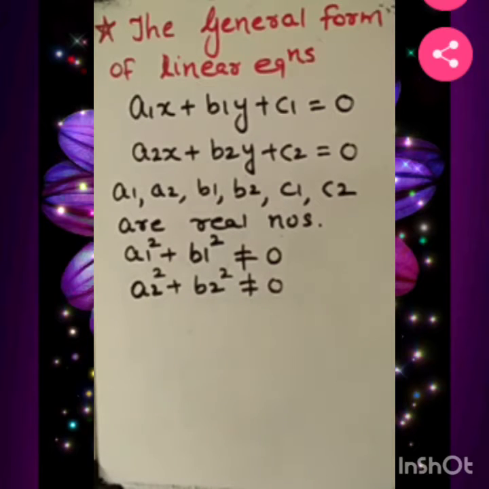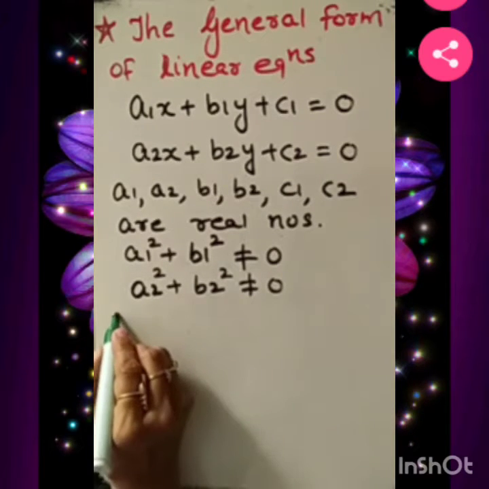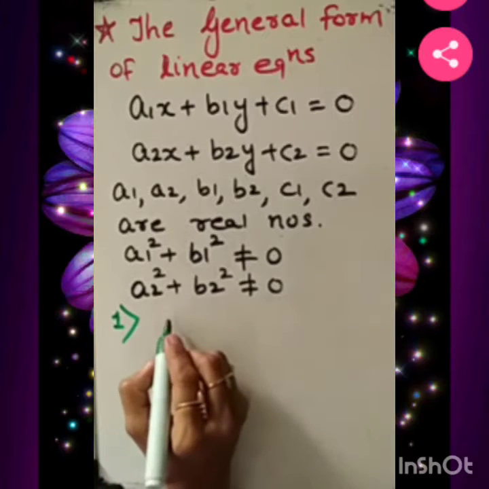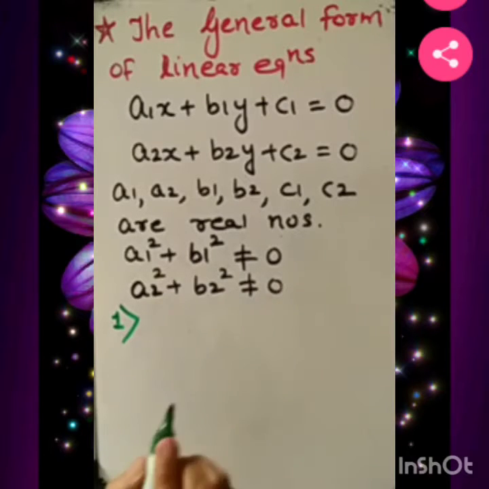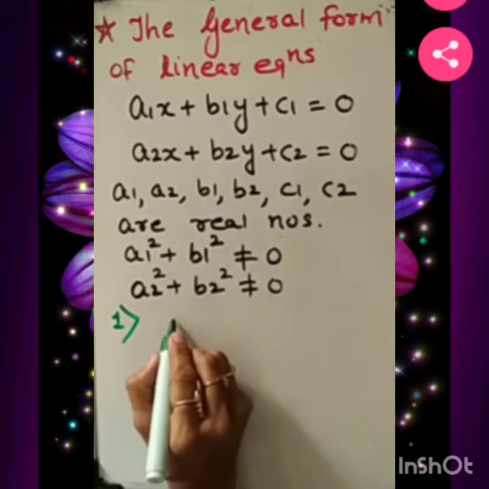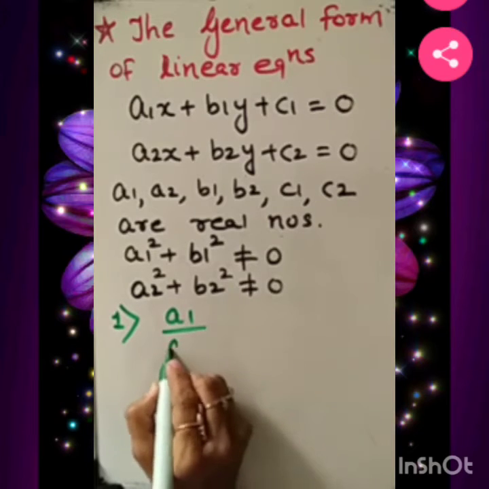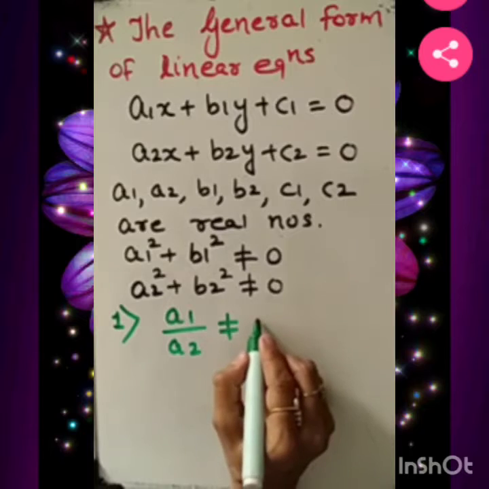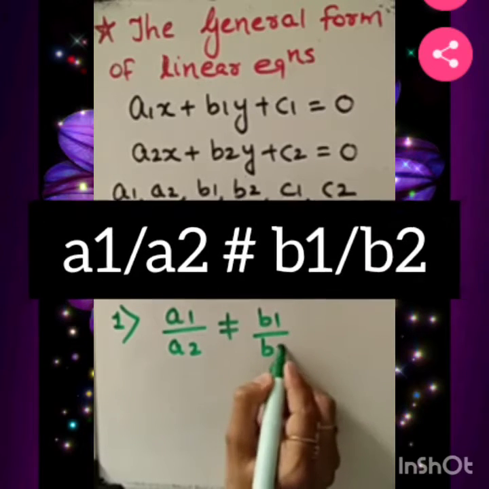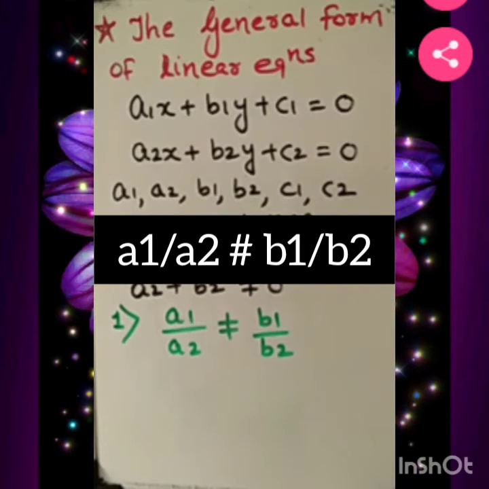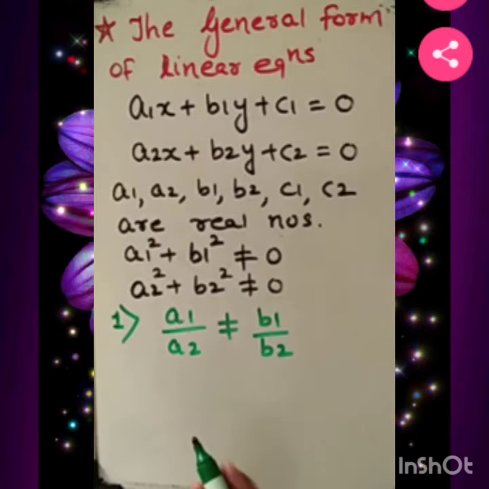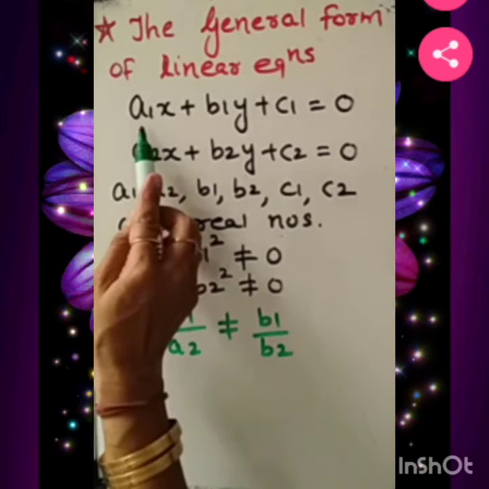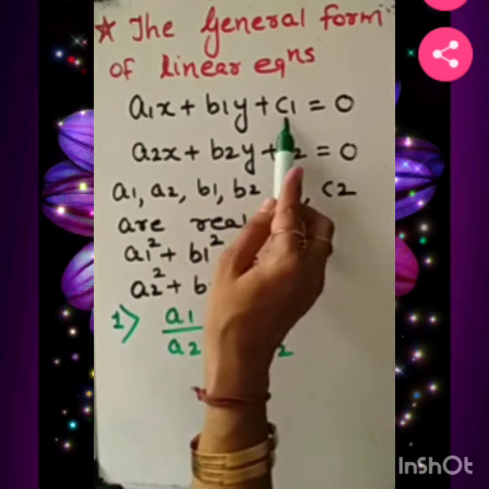Now in that I am showing you the first condition. Please write down this. Very important and straight, keep this in your mind. The condition says a1 upon a2 not equal to b1 upon b2. This is the condition. Okay. Now what is the meaning of this thing? Let me clarify you. Here we can see a1, b1, c1.